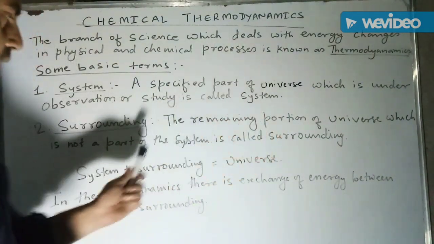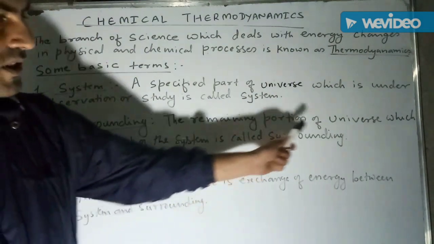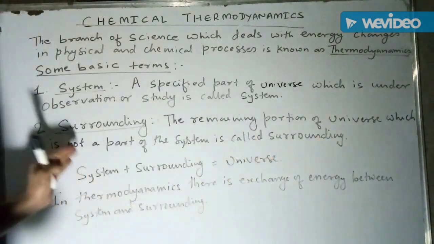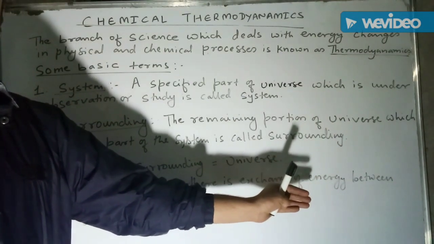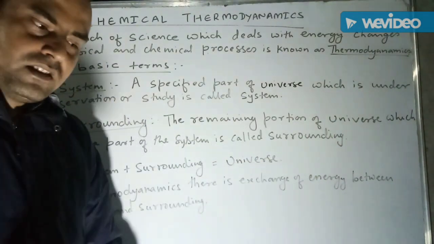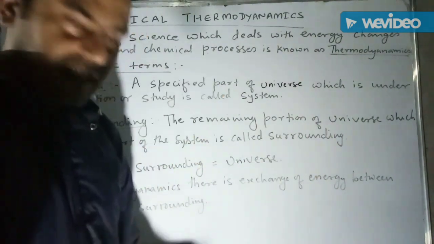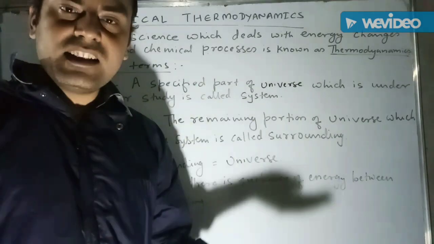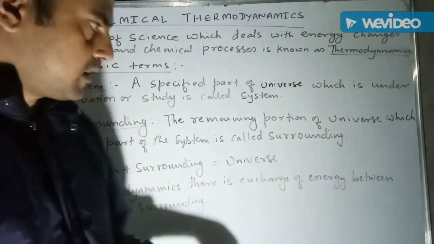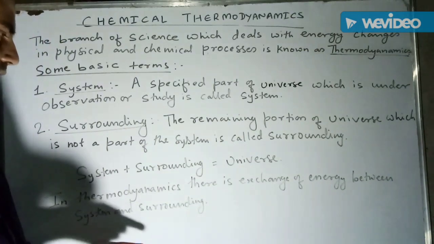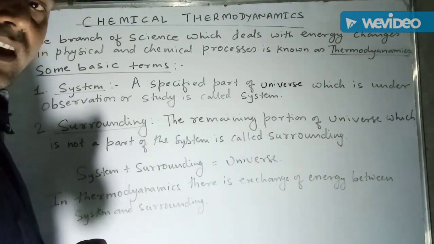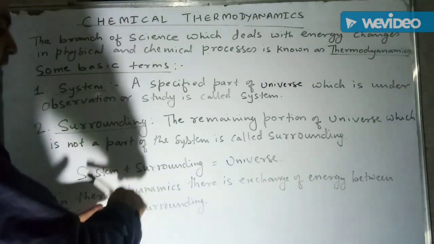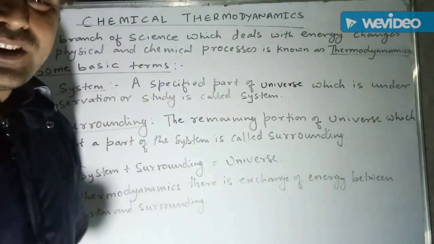Similarly, what is surrounding? The remaining portion of the universe which is not a part of the system is called surrounding. In simple words, the thing we are observing is the system, and everything else becomes the surrounding. In thermodynamics there is an exchange of energy between system and surrounding, and always system plus surrounding is equal to universe.